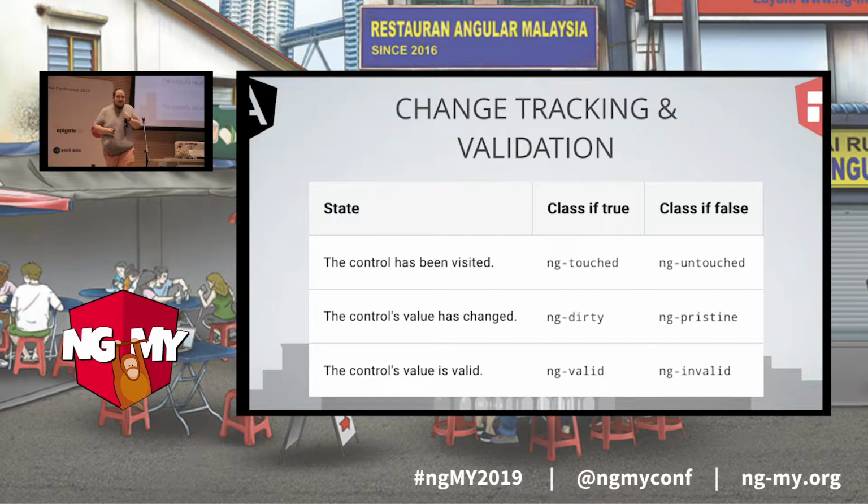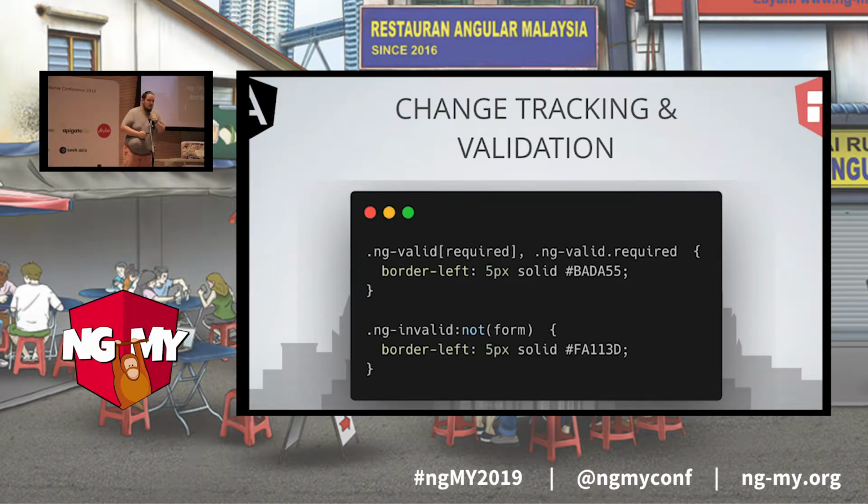What happens if I want to validate? What happens if I want to say this field needs to be required or have 4 characters or stuff like that? You're still down to CSS. So you can target the CSS classes like ngValid and required, and you can add some sort of CSS styles to it. And if it's invalid, you can add, again, CSS to it.